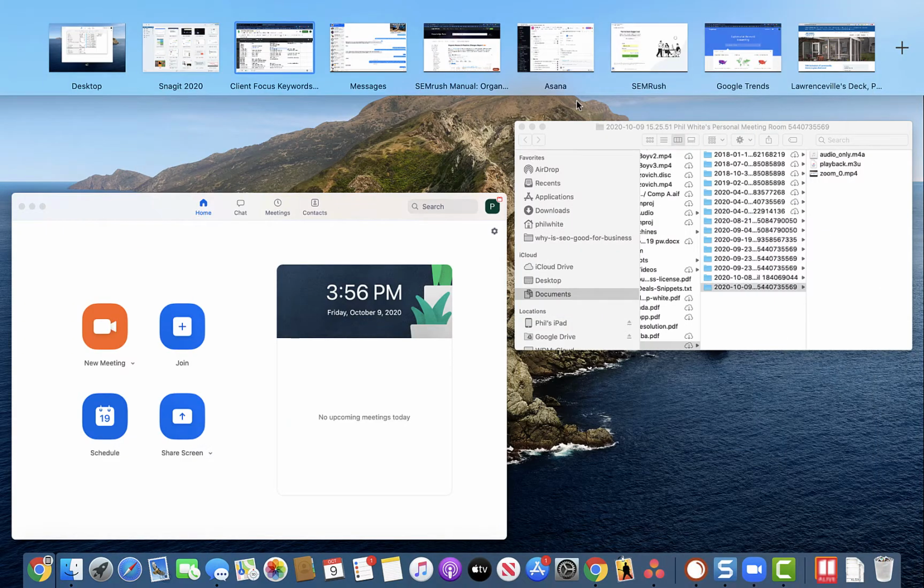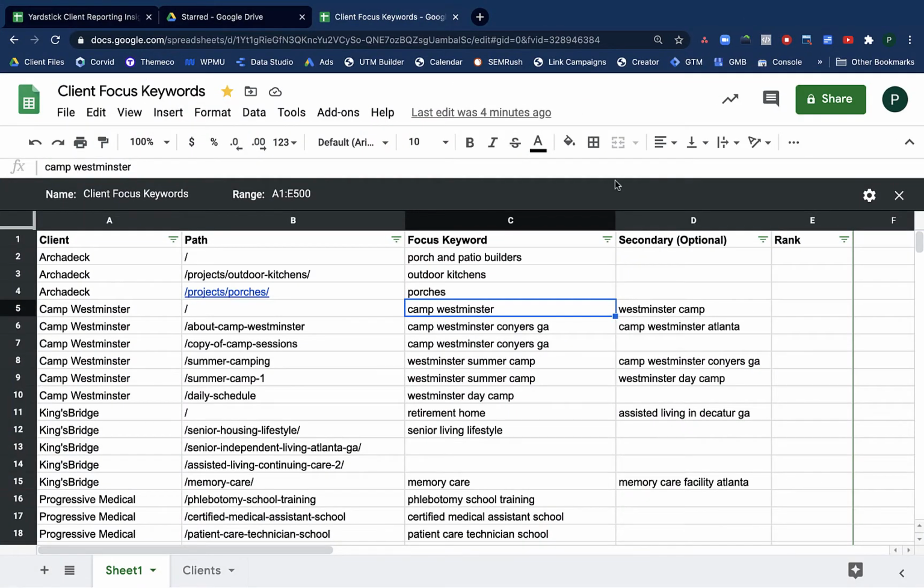In SEMrush, you can only see those words or pages after they rank. It doesn't let you enter them in and see them when they're at 0. They're either on there or they're not. If they are on there, it means they rank in the top 100 for that keyword.